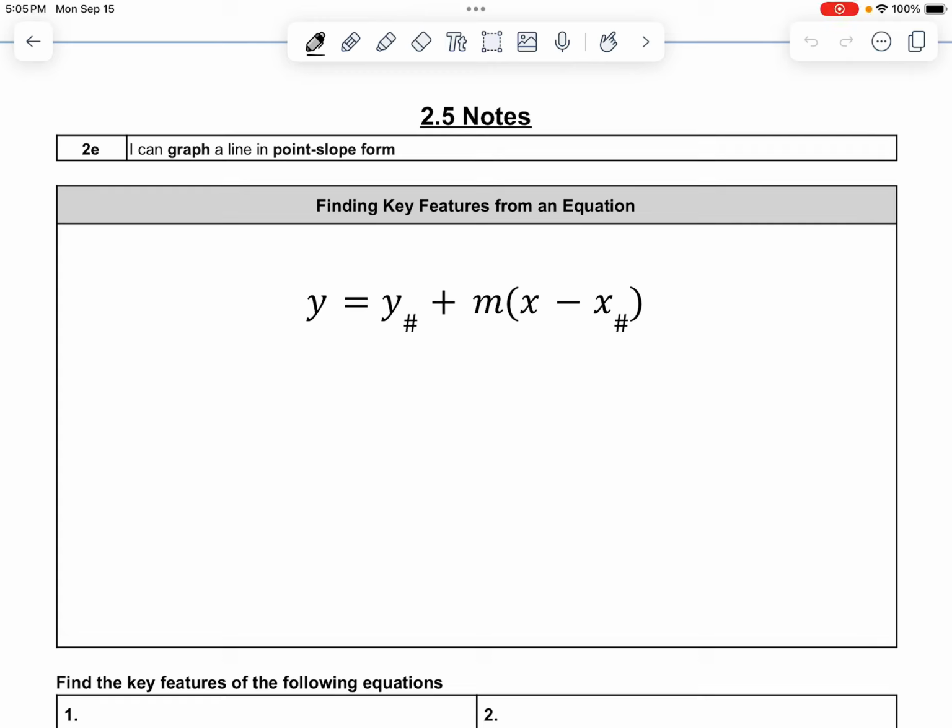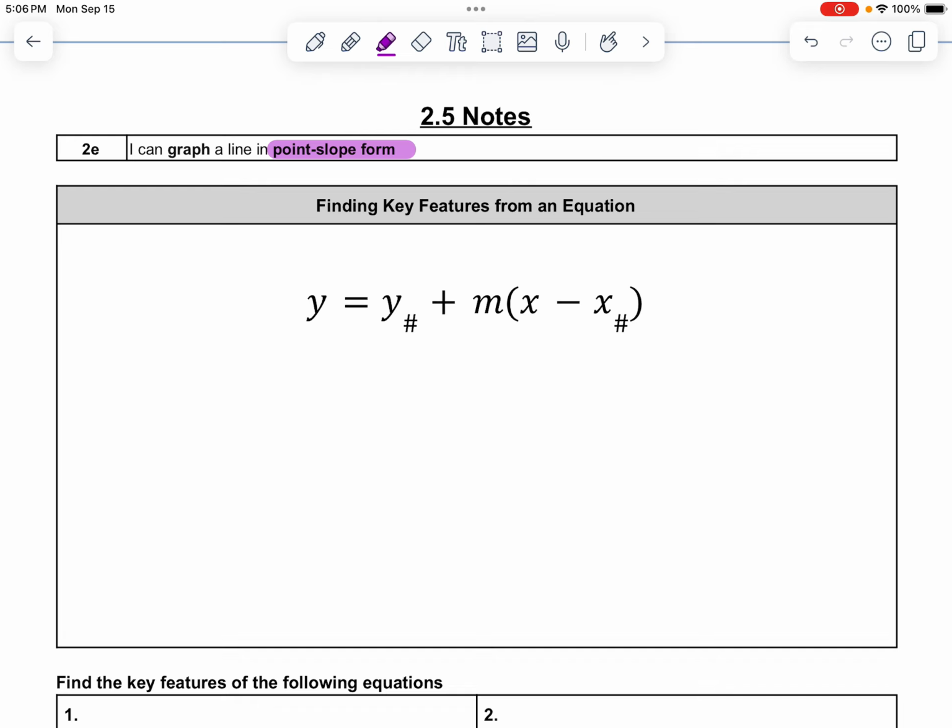Hi everybody! In today's video, I'm going to be going through the notes for lesson 2.5, which is all about graphing a line in point-slope form. In our previous video, we learned how to graph a line in slope-intercept form. Today's equation is going to look a little bit different. Today's equation does not say y equals mx plus b.